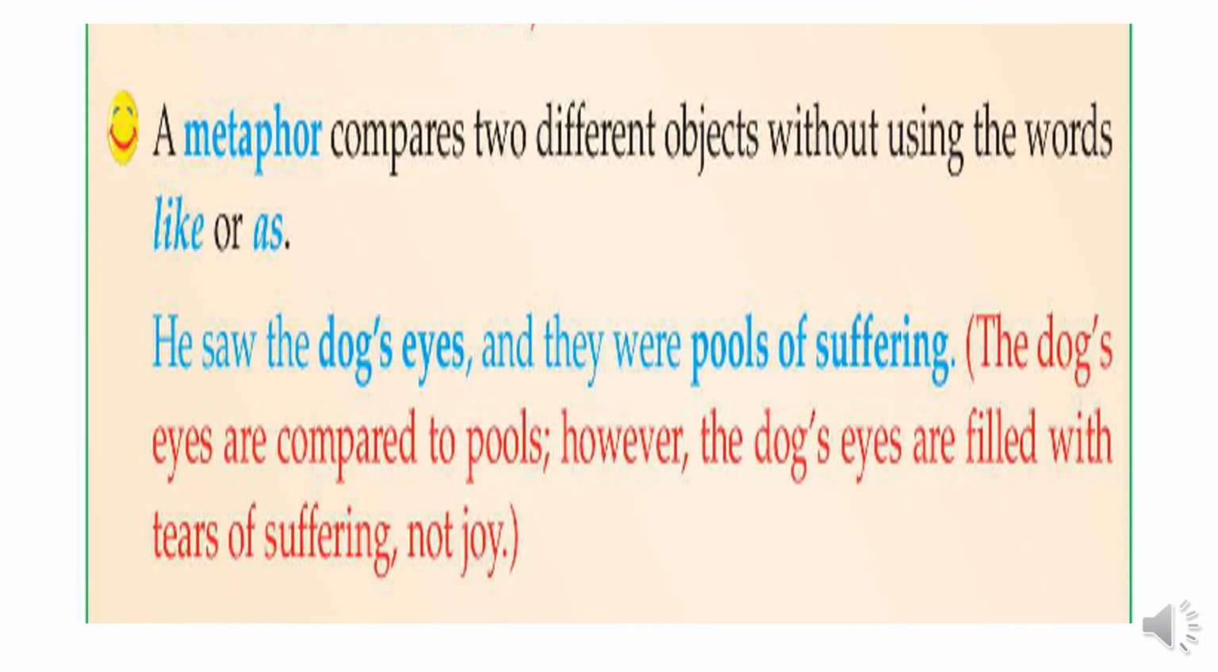Now the second type, which is the metaphor. A metaphor compares two different objects. It's like a simile, but here without using the words like or as. So it's also a comparison between two different objects, but here without using the words like or as.